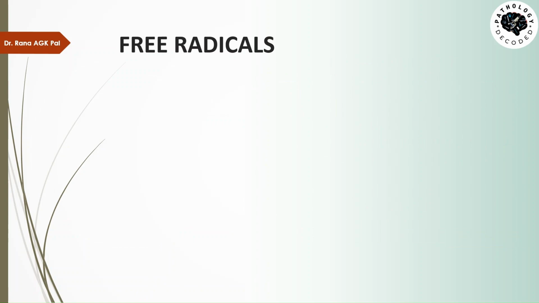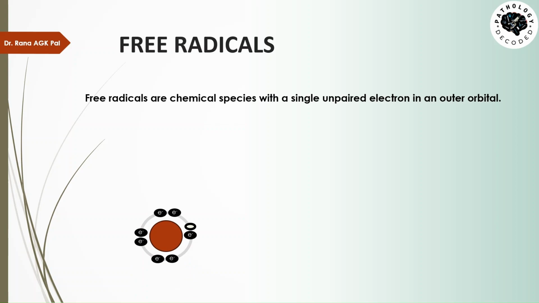Today's topic is free radicals. So what are free radicals? Free radicals are chemical species with a single unpaired electron in the outer orbital. They are characterized by two very important characteristics. One, they are highly reactive and chemically unstable. And secondly, they are autocatalytic. The unpaired electron over here in the outer orbit is the one responsible for making them so unstable. They are always on a lookout to gain electron from a normal atom.